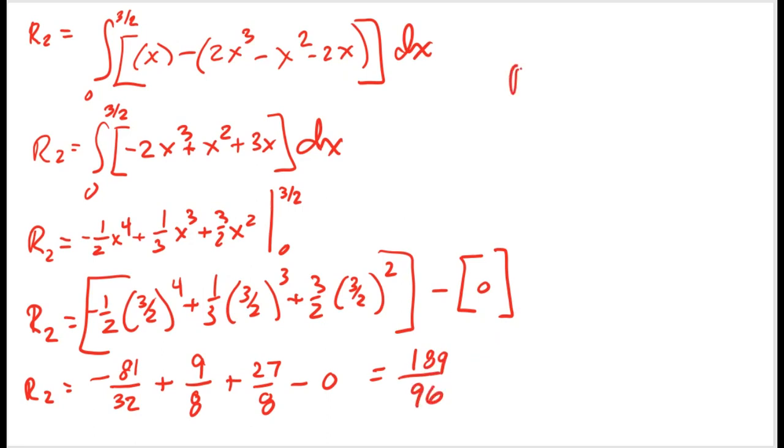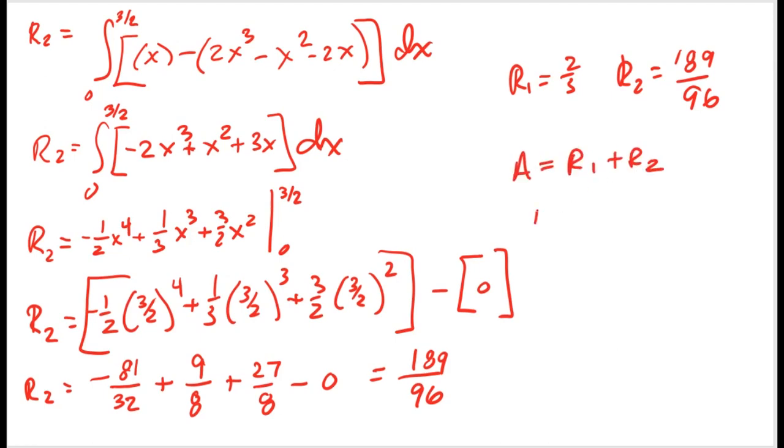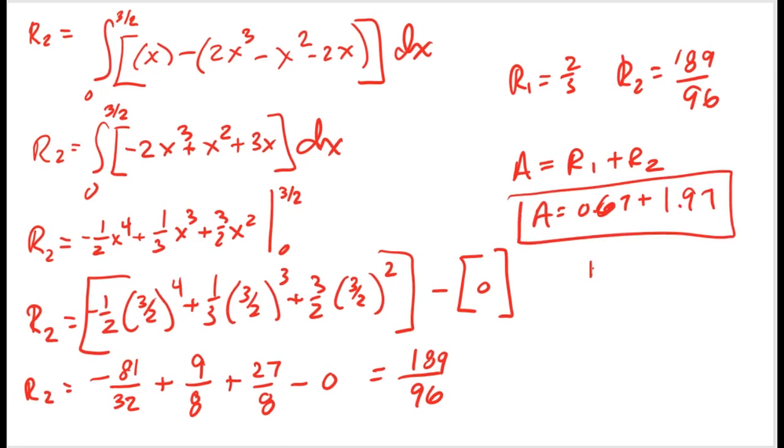And if we take region 1, which was 2/3, and region 2, which is 189 over 96, we can find the total area, and I'm going to convert this to a decimal just to make it more manageable. And we get an area of 2.64.